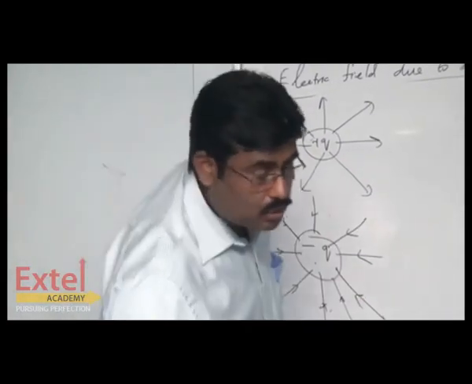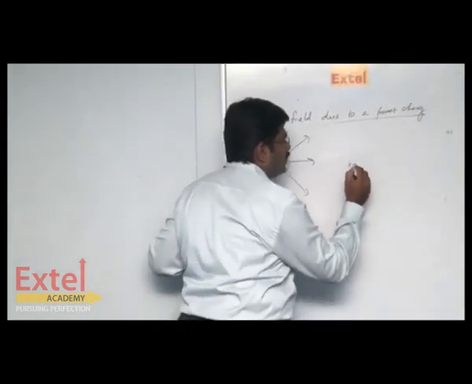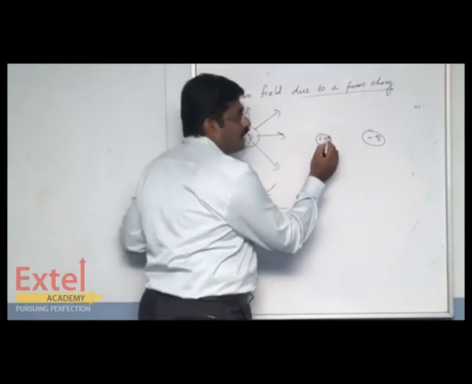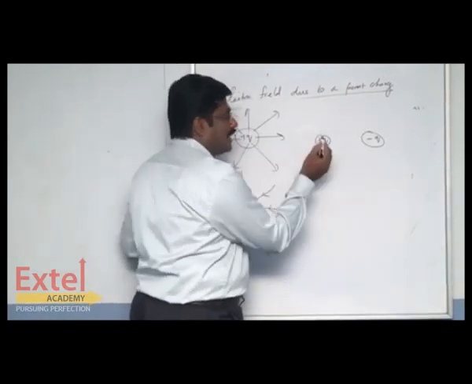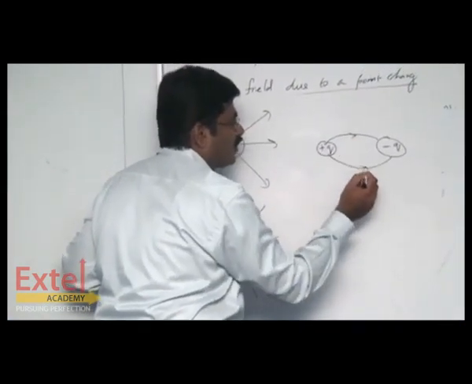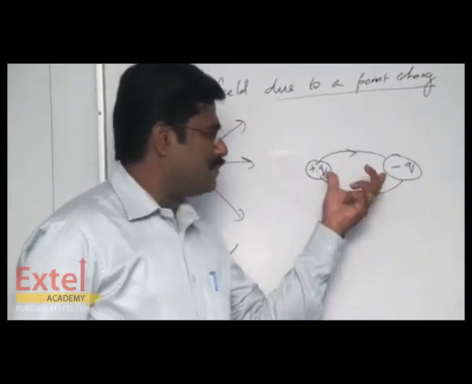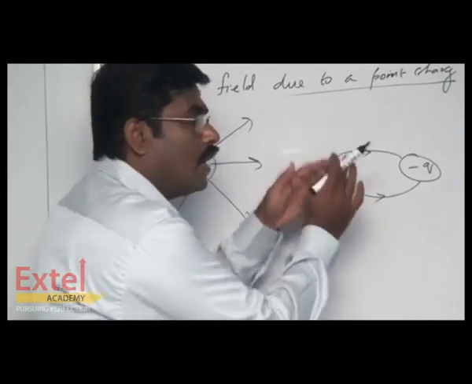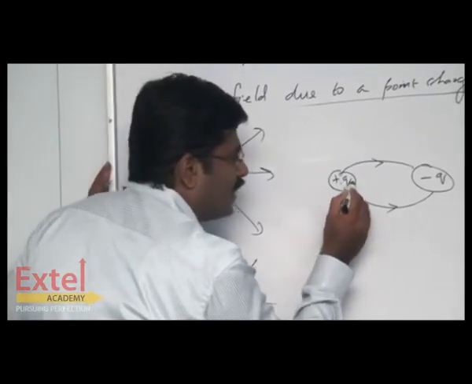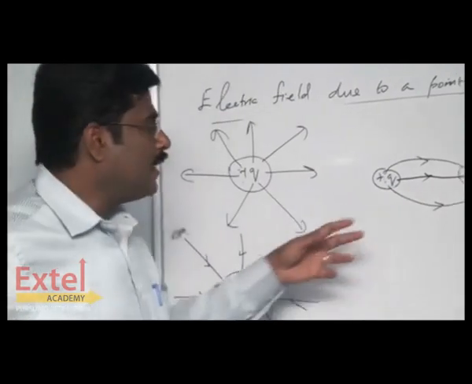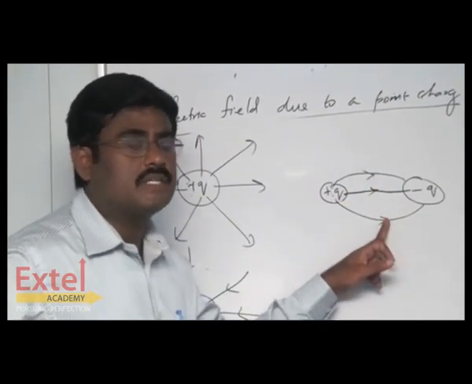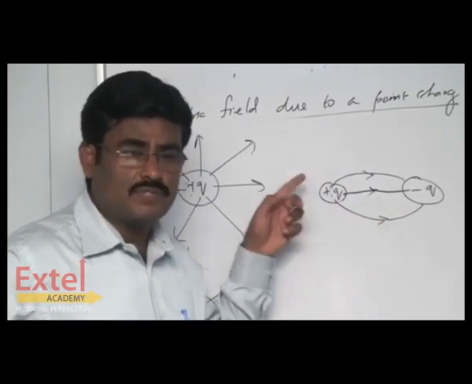In the case of two charges kept close together, if this is a positive Q charge and this is a negative Q charge, Michael Faraday found that the electric lines of force start from the positive and end in the negative. This is how they are moving. Except along the axial line between the two charges, on top as well as at the bottom, the lines of force are curved. But along the axial line, the electric line of force is very straight. I repeat again, except the axial line of the two charges, the electric lines of force are curved, and along the axial line, the electric line of force is straight.